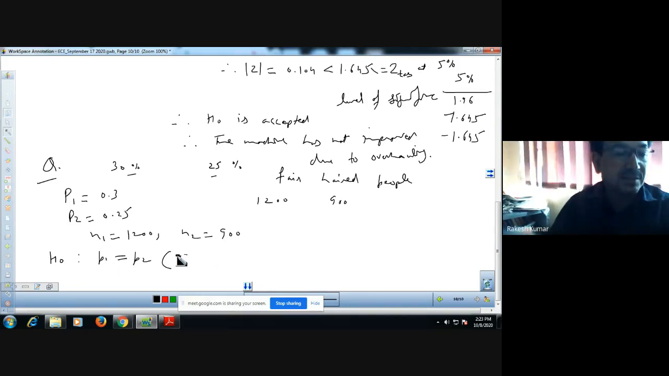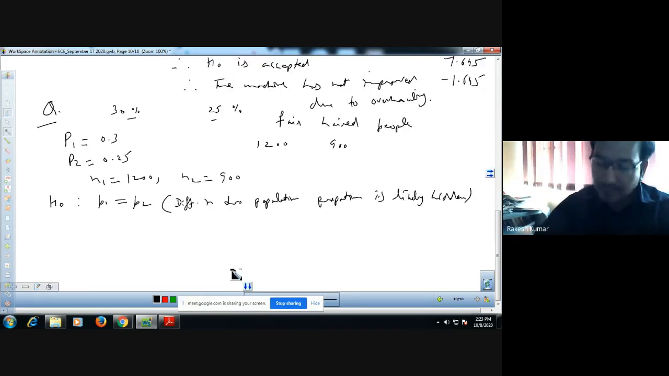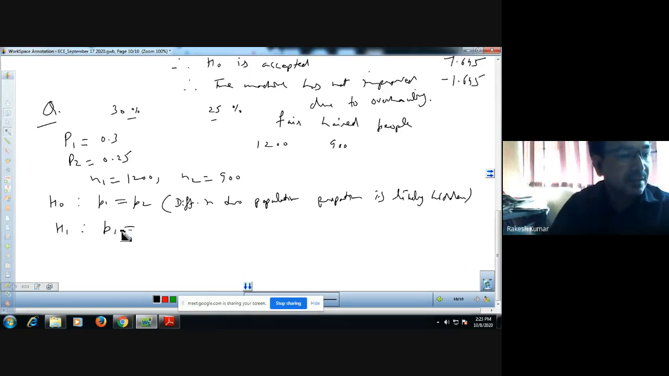It can be written: difference in two population proportions is likely to be hidden. Likely to be hidden means it can be hidden. So obviously if P1 is equal to P2 is the null hypothesis, then its alternative will be just the converse of it. This is not equal, meaning the difference cannot be hidden. It will obviously be visible. So this is the population proportion.